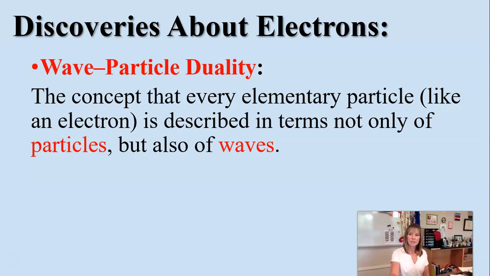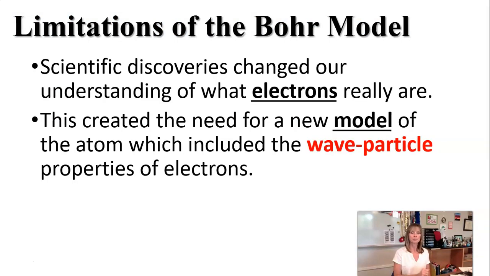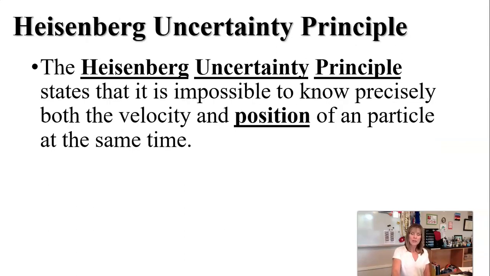But the concept is that every elemental particle, like an electron, can be described both as a wave and as a particle at the same time. So, limitations of the Bohr model. Scientific discoveries changed our understanding of what the electron really is and how it acts. So we needed a new model for describing the electrons in an atom. The Heisenberg uncertainty principle is something that we'll need to talk about because it kind of helps us get an understanding of these little elusive electrons.